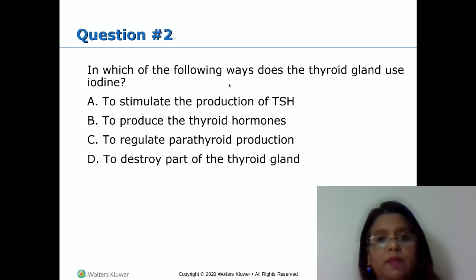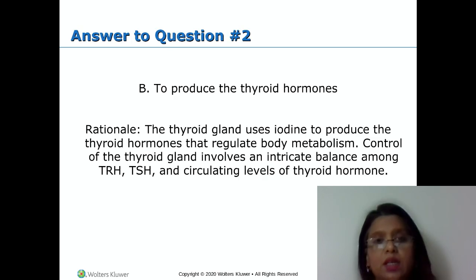In which of the following ways does the thyroid gland use iodine? To stimulate the production of TSH, to produce thyroid hormone, to regulate parathyroid hormone, or to destroy part of the thyroid gland? To produce thyroid hormones. The thyroid gland uses iodine to produce thyroid hormones that regulate body metabolism. Control of the thyroid gland involves an intricate balance between thyroid stimulating hormone, thyrotropin releasing hormone, and circulating levels of thyroid hormone.